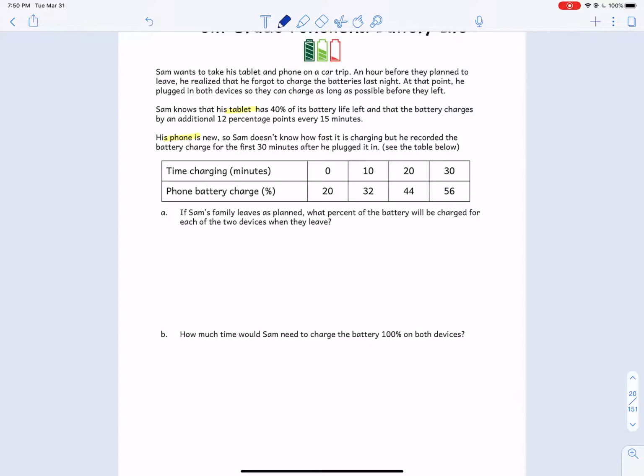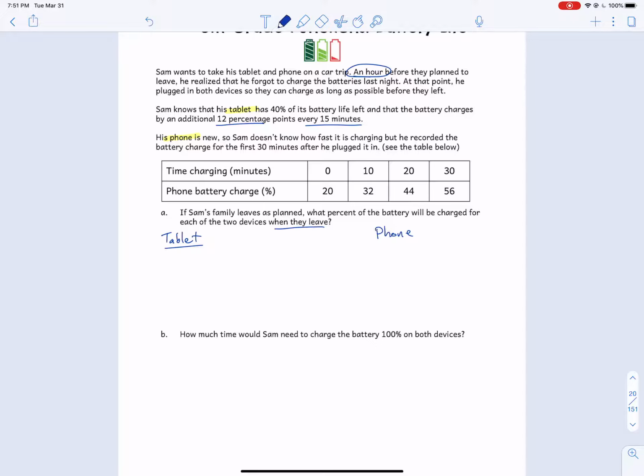Okay, so when do they leave? How many minutes are they going to leave? So it says an hour before they leave, he starts all of this. So we have two devices. So we have a tablet and a phone. Okay, so the tablet, he knows charges 12% every 15 minutes, and it's at 40% right now.